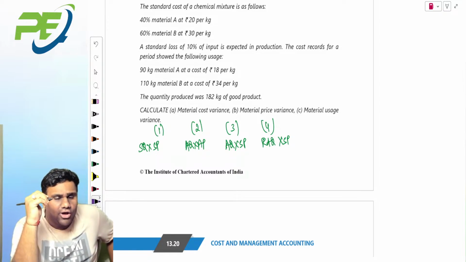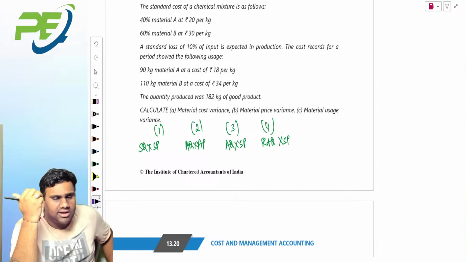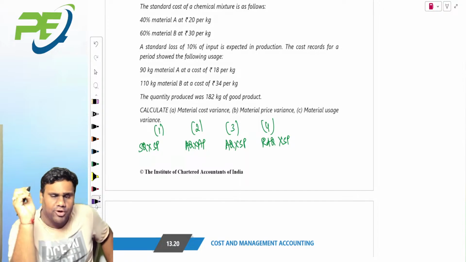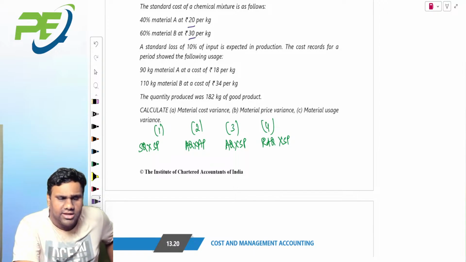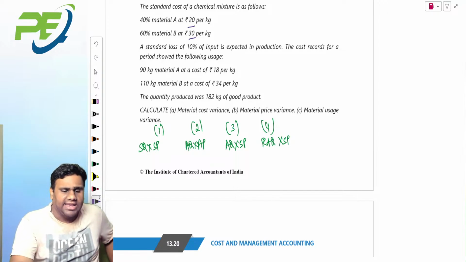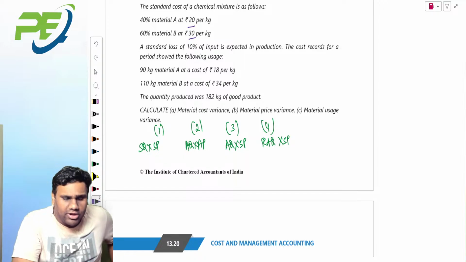A standard loss of 10% of input is expected in production. The cost records. So before that, what is this 20 and 30? Price. Standard price. So 20 and 30 for both the materials.